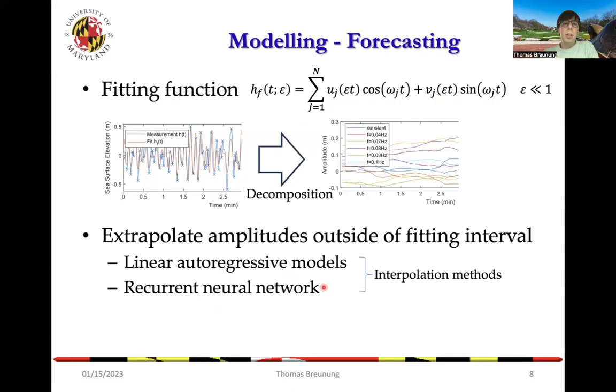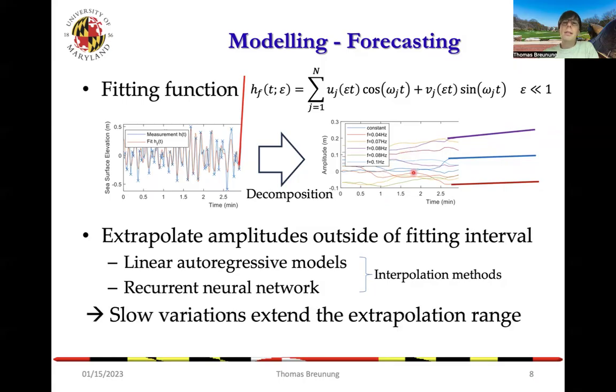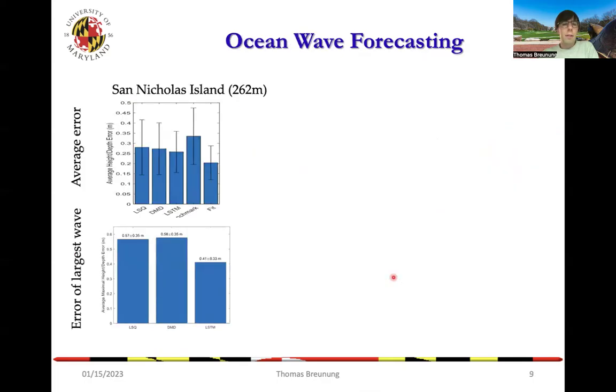However, we can already picture now that an extrapolation of the slowly varying amplitudes seems much, much more promising than an extrapolation of the rapidly varying sea surface elevation, as we attempted a couple of slides earlier and failed. Generally, we see that the decomposition into something slowly varying increases the extrapolation range of these data-driven black box methods.